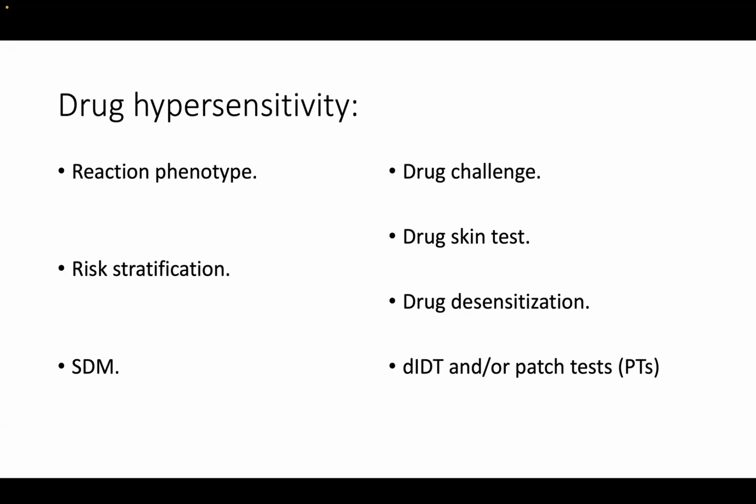First point is reaction phenotype. When you evaluate a patient with drug hypersensitivity, you have to determine the reaction phenotype, and that is what we will cover in subsequent slides. And then risk stratification. You have to stratify the risk for your patient's reaction, either mild, moderate, or severe. This is important because this will help you decide regarding the subsequent step.